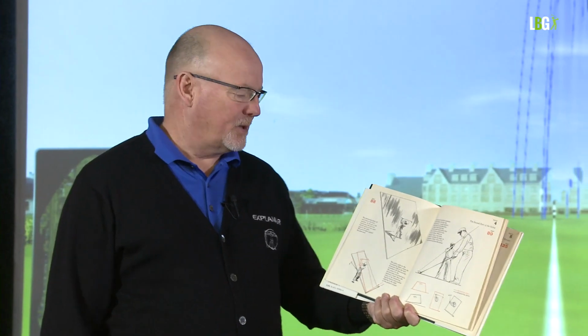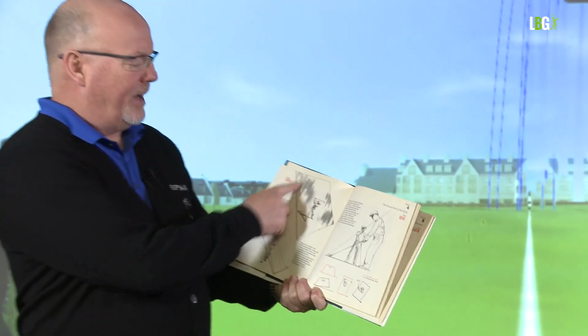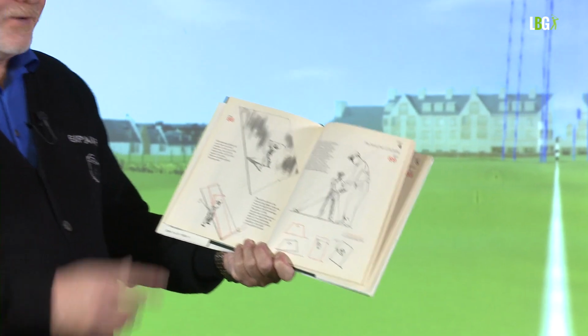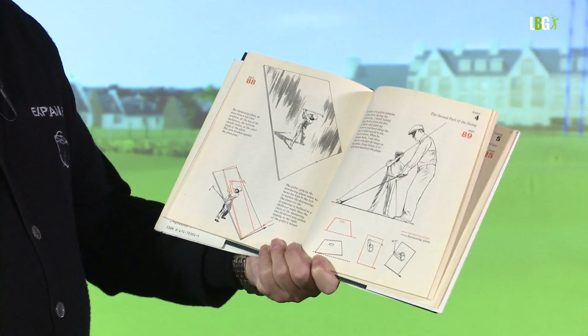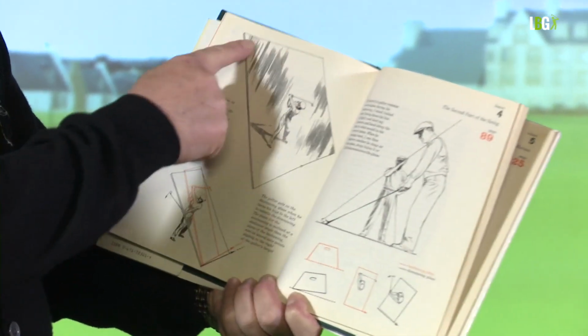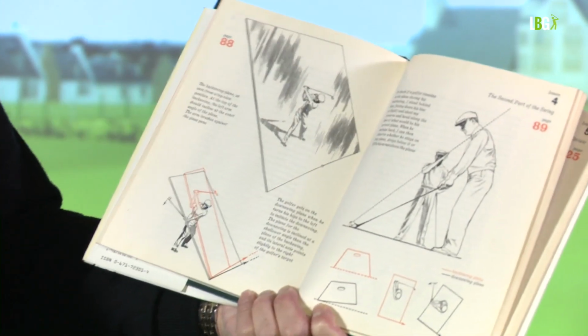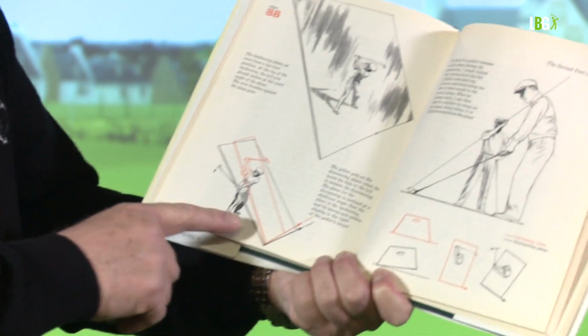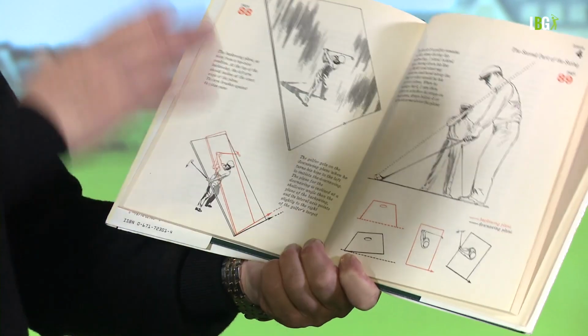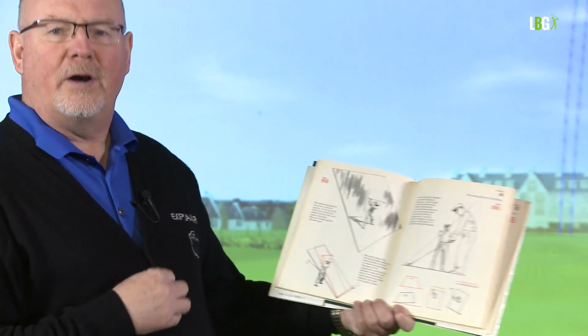Lesson 76, part 12. We're looking at Hogan's pane of glass on page 78. Now what Mr. Hogan shows is that lovely image, the big general picture of the swing plane. And then he shows that in the downswing, the plane shifts and he actually has a shallower plane in the swing.